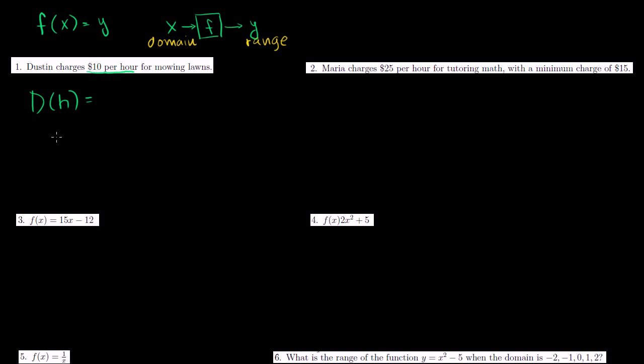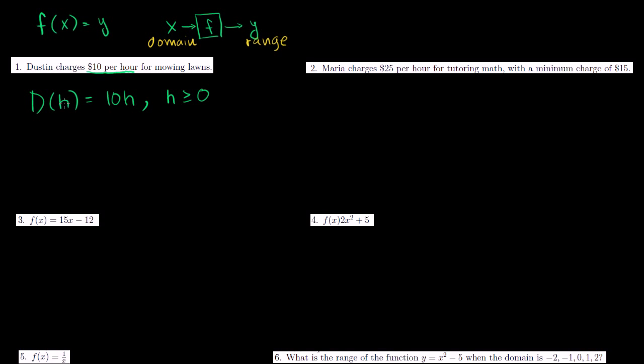It's going to be equal to the number of hours times 10. I could just write 10h. And of course, he can't work negative hours. So we could write h is going to be greater than or equal to 0. That's our function definition.